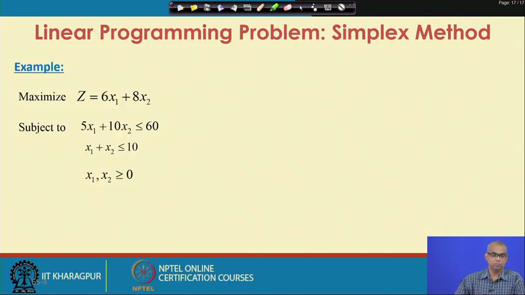So, let us take this example. We are taking a simple example of two variables with two inequality constraints. So, maximize z equal to 6x1 plus 8x2 subject to 5x1 plus 10x2 less or equal to 60, x1 plus x2 less or equal to 10, and there are non-negativity restrictions on decision variables x1 and x2. Clearly, the problem is not in its standard form, so you have to express it in the standard form.